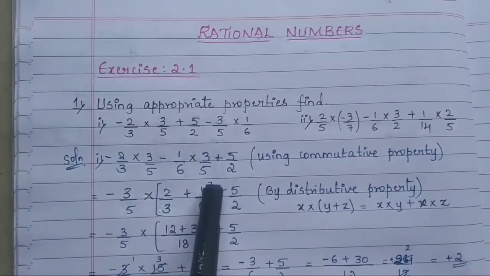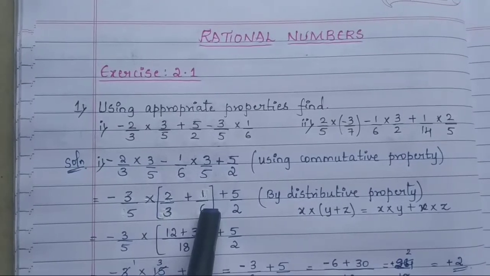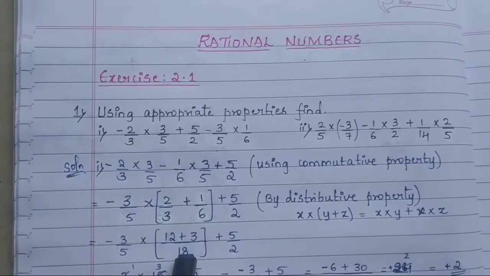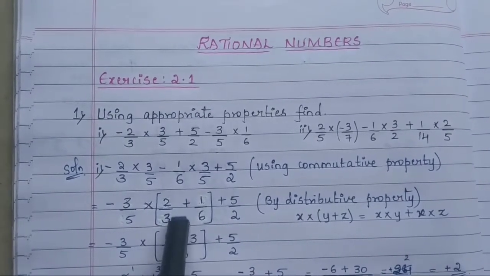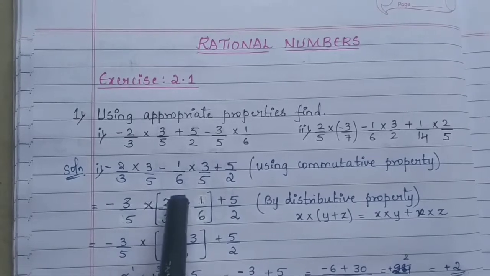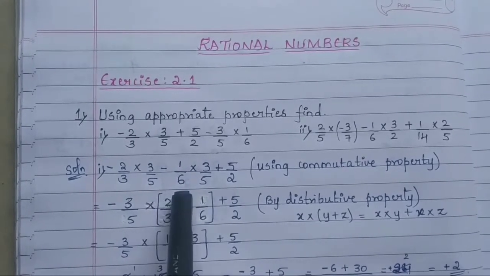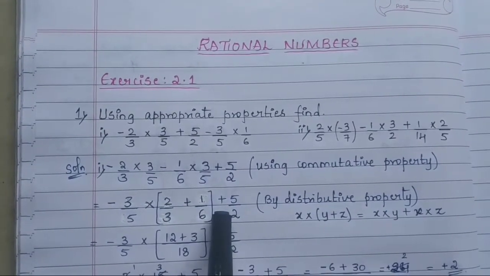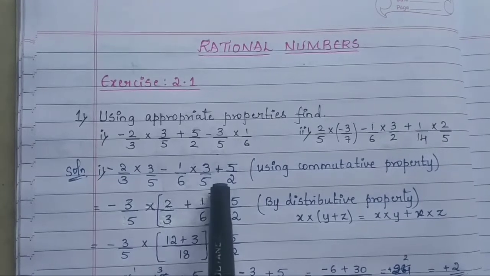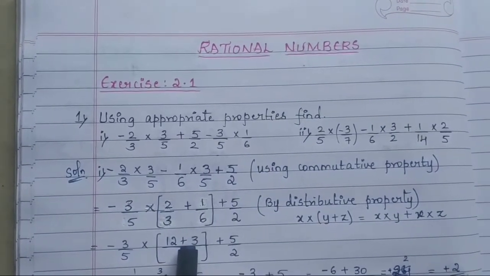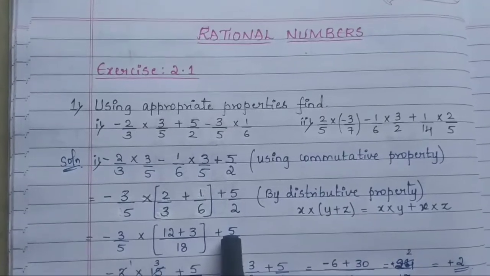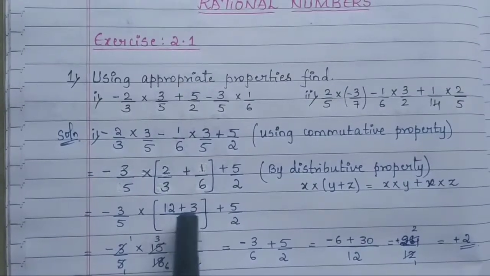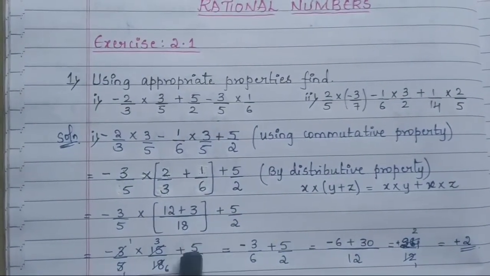Next, moving on, minus 3 by 5 will be as it is, into, as you can see here, we cannot add these numbers because the denominators are different. So I have multiplied: 3 sixes are 18, and 3 into 6 is giving us 18, so we have to multiply the numerator also. 2 into 6, 2 sixes are 12, plus 6 threes are 18. Multiply the same number with the numerator, that is 1 into 3, 1 three is 3, plus 5 by 2. So keep minus 3 by 5 as it is into 12 plus 3 is 15 by 18 plus 5 by 2 as it is.